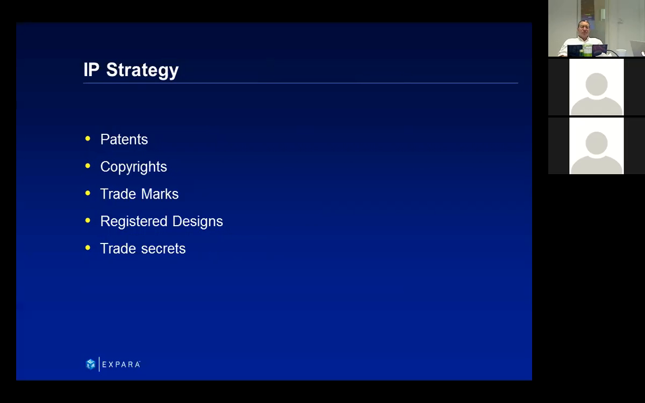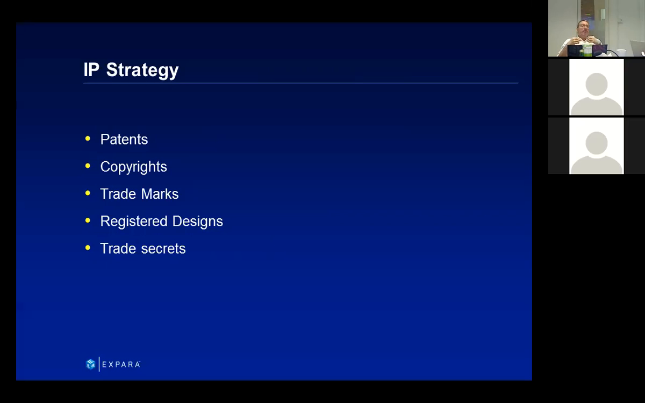So, IP strategy has 5 types of intellectual property that the company might be able to develop: patents, copyrights, trademarks, registered designs, and trade secrets. Registered designs are pretty specific, so we'll leave those out. Most companies that we work with, if they do have proprietary intellectual property, it will be in the form of patents, copyrights, trademarks, and trade secrets. Let's just review what is covered by each one.